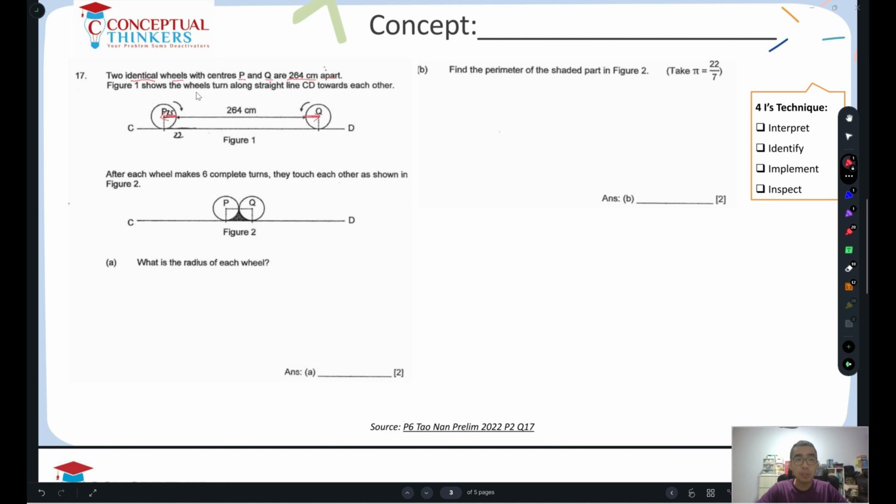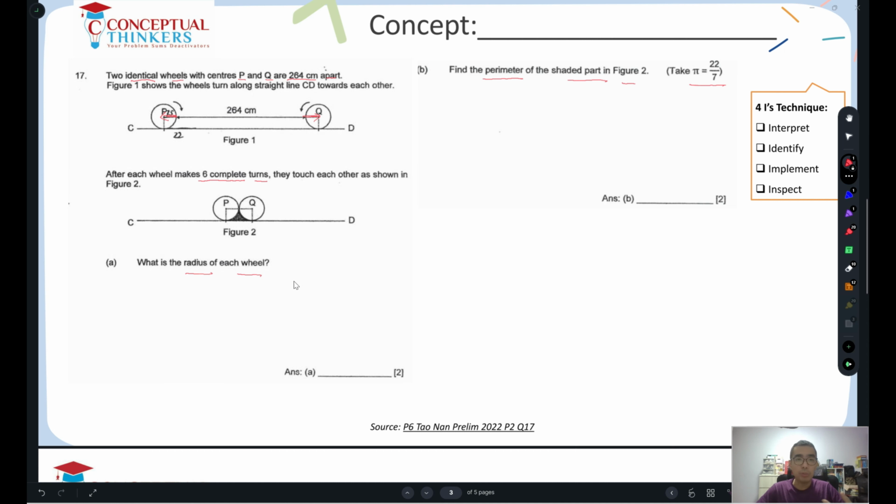Okay, now figure 1 shows the wheels turn along straight line CD towards each other. Now after each wheel makes 6 complete turns, they touch each other as shown in figure 2 here. So I break this question into 2 parts. First they ask us about the radius of each wheel, that will be 2 marks. Next they ask us about the perimeter of the shaded part in figure 2. Now for both questions we have to take pi as 22/7.